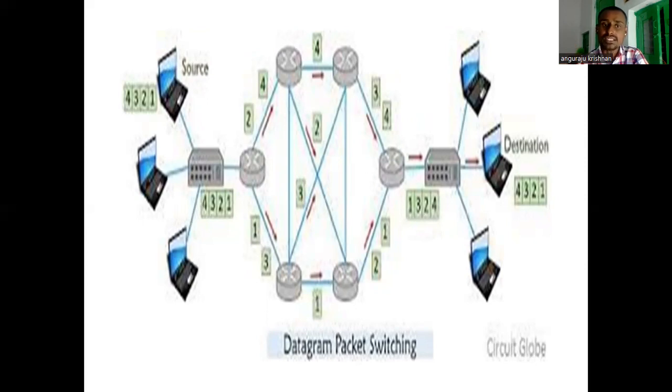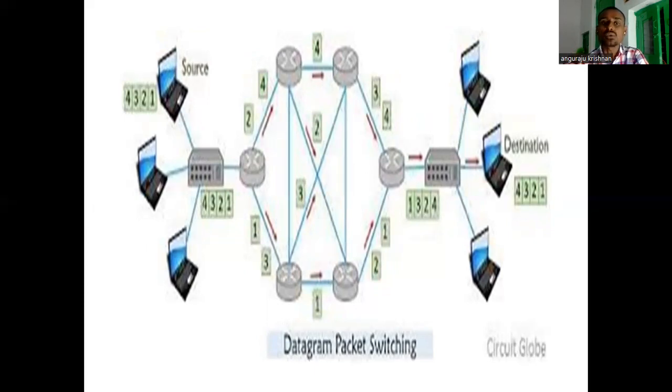The source system has to send the information, which will be subdivided into four packets. So numbers 4, 3, 2, 1, four packets. Each and every packet has to be transferred by using different paths. Here, the intermediate nodes are a number of routers.